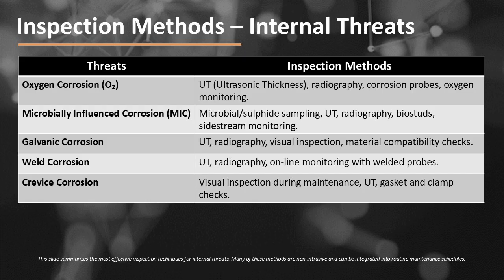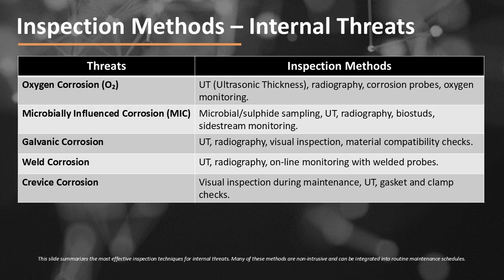When the threat is microbially influenced corrosion or MIC, then the inspection methods to use for detecting the threat are microbial or sulfate sampling, UT, radiography, biostuds, sidestream monitoring. When the threat is galvanic corrosion, then the inspection methods to use for detecting the threat are UT, radiography, visual inspection, material compatibility checks.